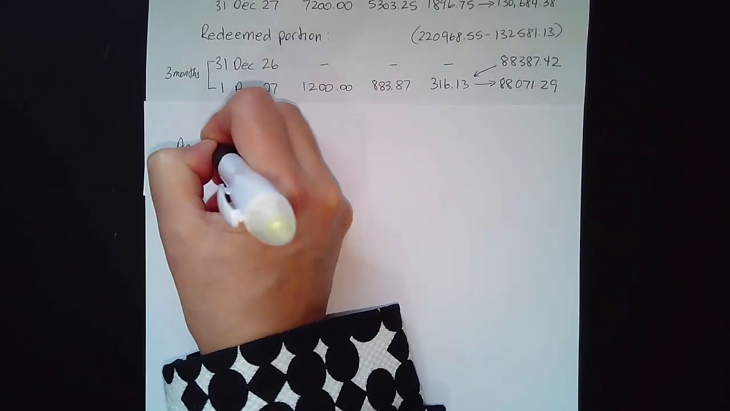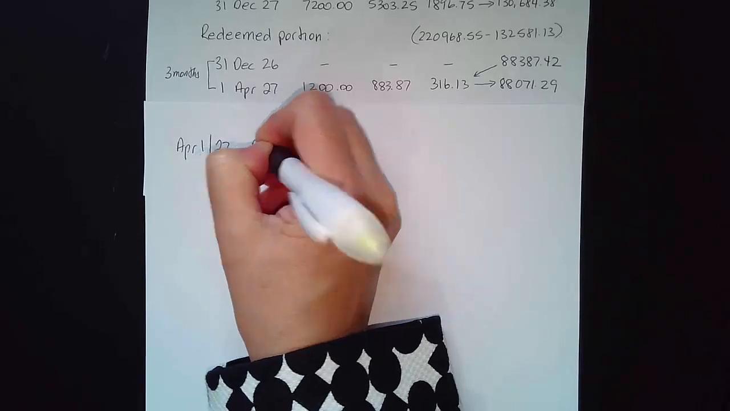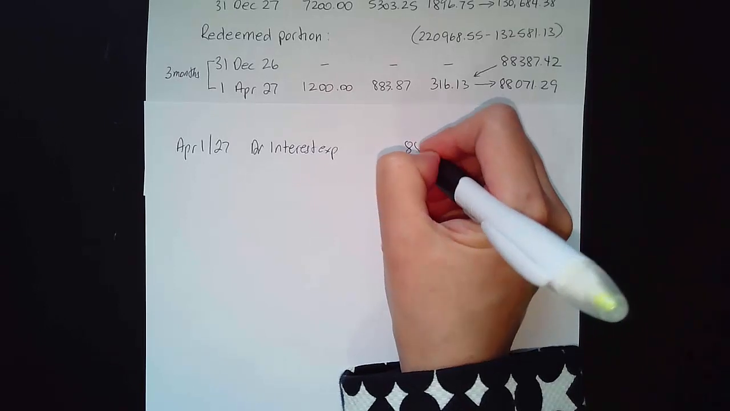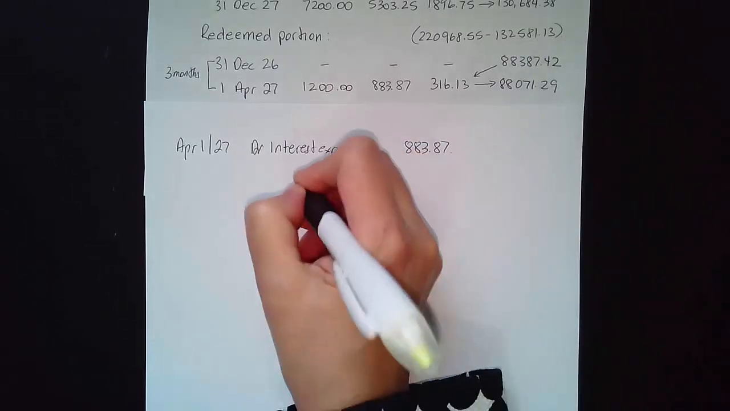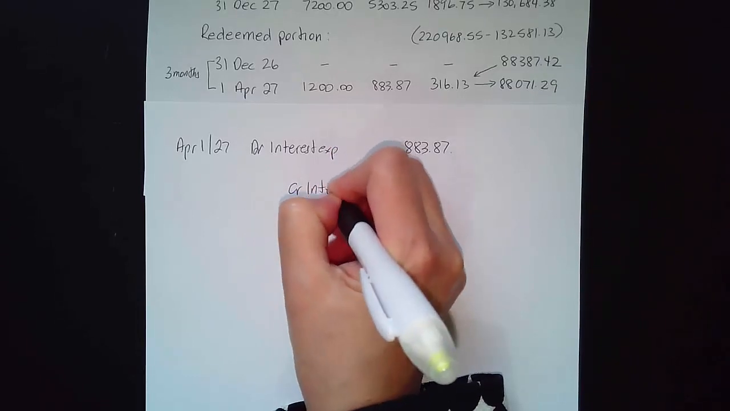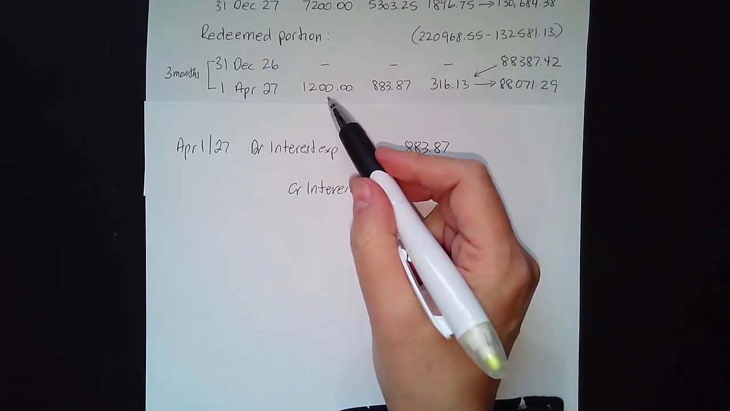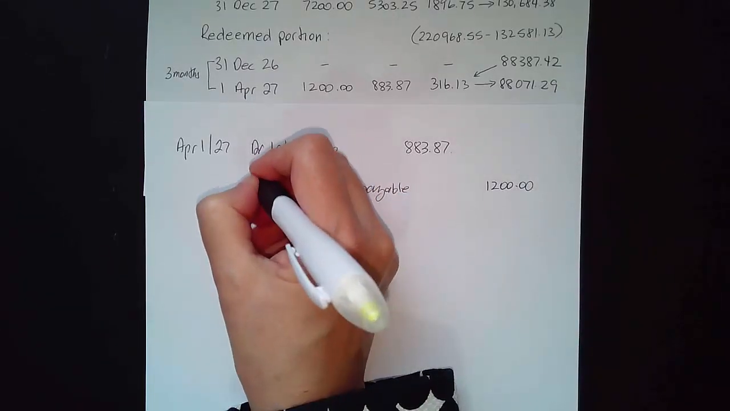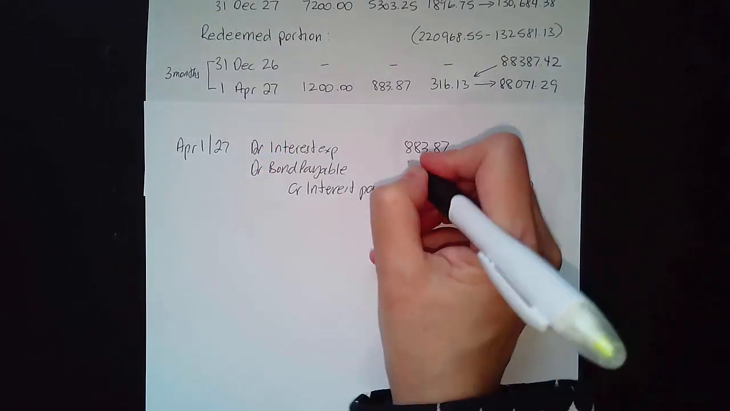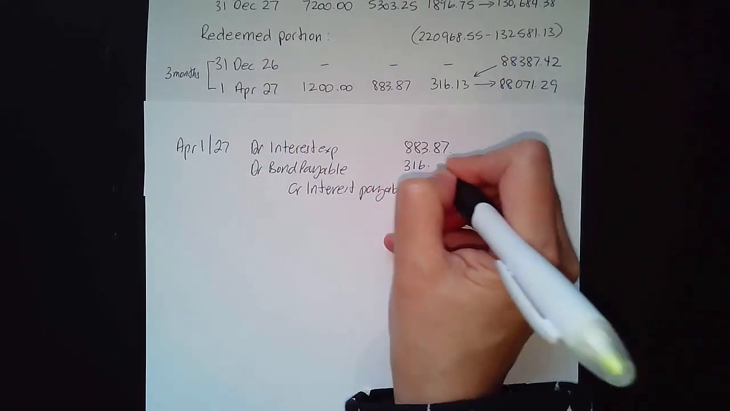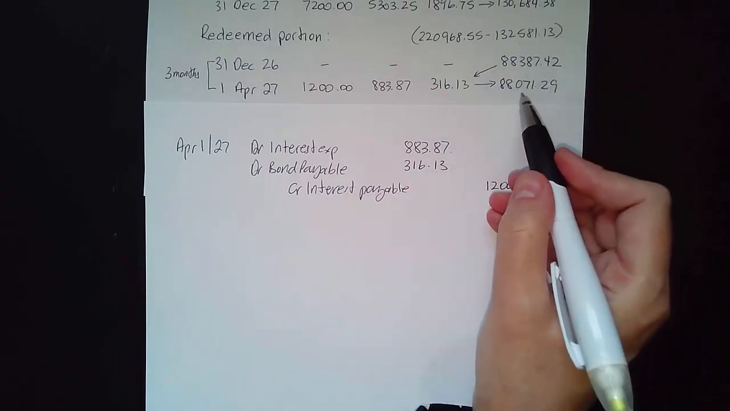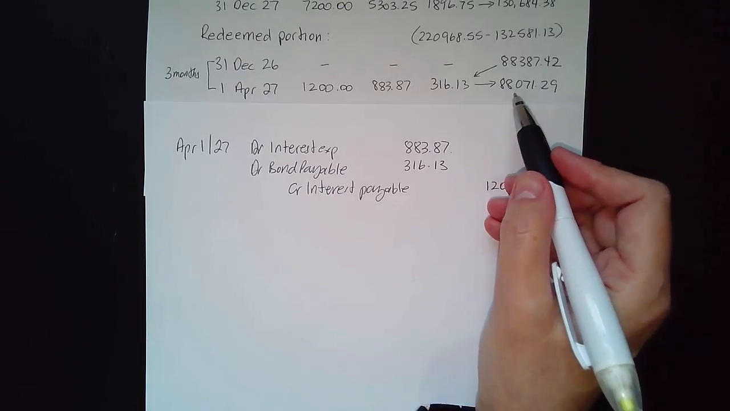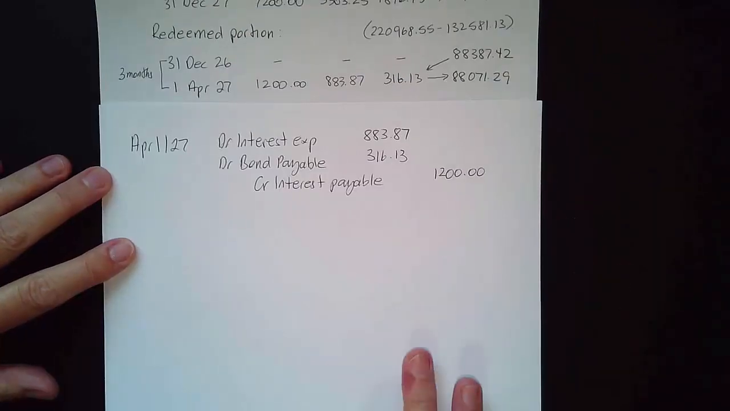On April 1st, 2027, we're going to do a debit to interest expense for the amount of the implicit interest, $883.87. We're going to do a credit to interest payable, the amount that we're going to pay our bondholders, $1,200. And we're going to do a debit to the bond payable of the difference, $316.13, which will bring the present value that's right now sitting in our account to $88,071.29. Now, let's move on to step 2.